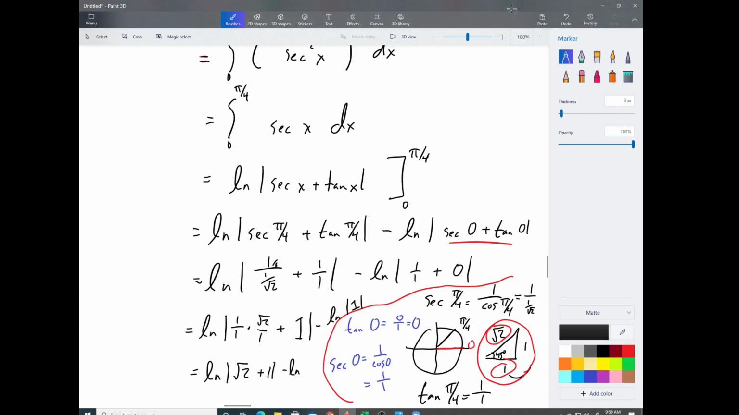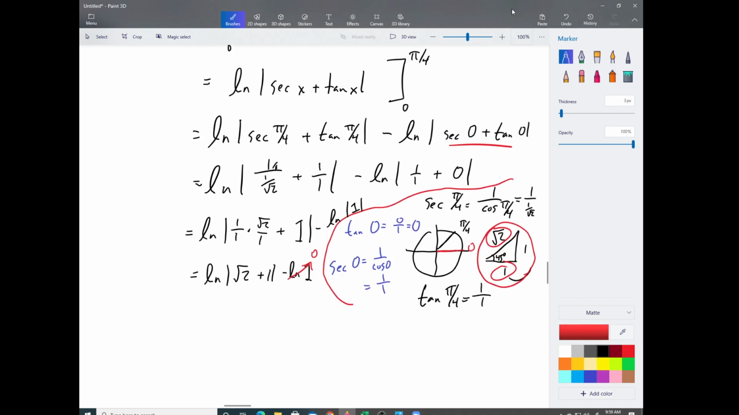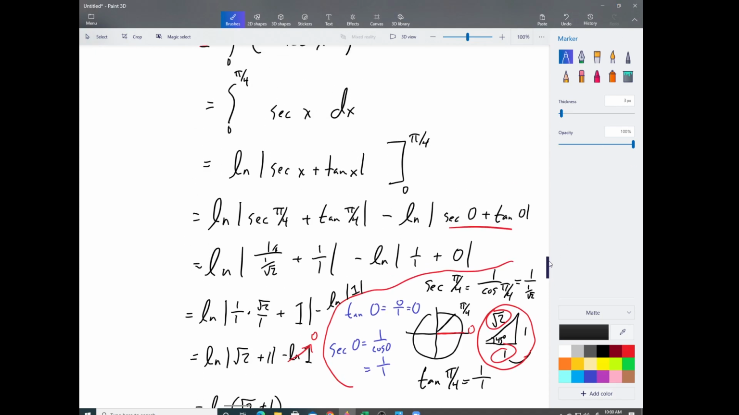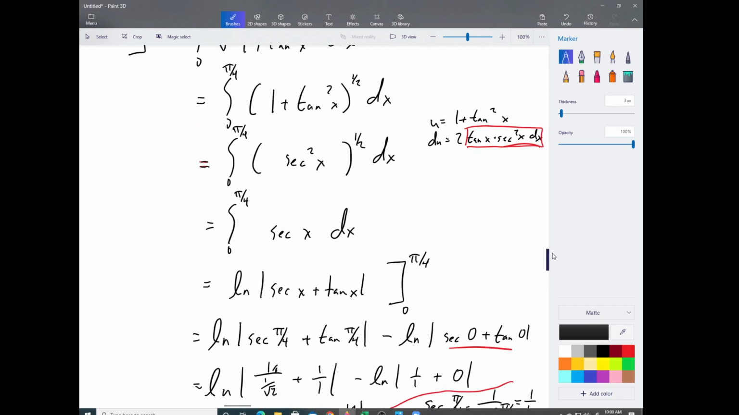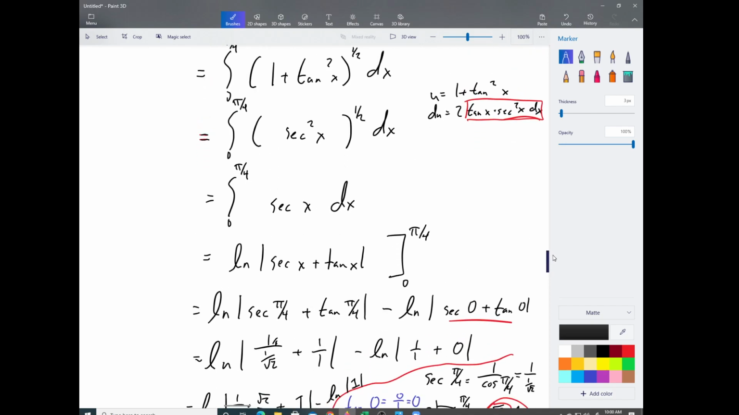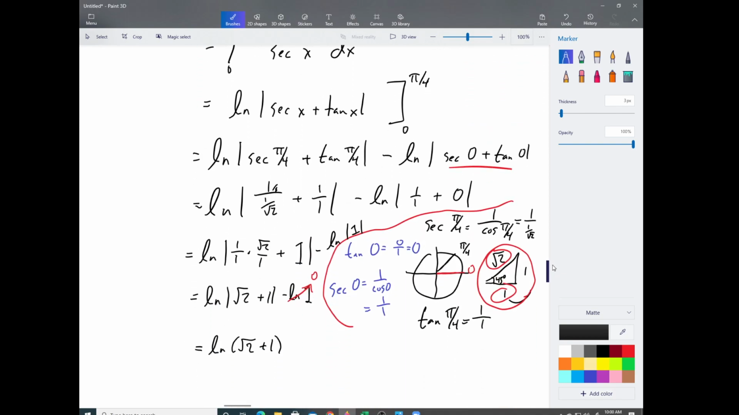And so many rules. I respect it. So many rules to keep track of. The natural log of 1 is 0. So that whole thing goes away. And let's see, I don't even need the absolute value because this is already a positive number. So I started with the integral of 1 plus tangent, square root of x to the 1/2 power.